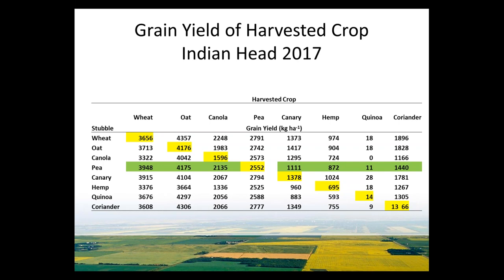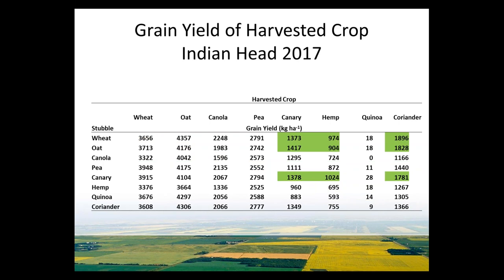So you can see that as we move from site year to site year, we get slightly different differences. And yeah, there's the two stubbles I talked about earlier, and you can see the benefit of having good establishment early when you're under those stressful conditions and you're trying to maintain as much moisture in the soil profile as you can.